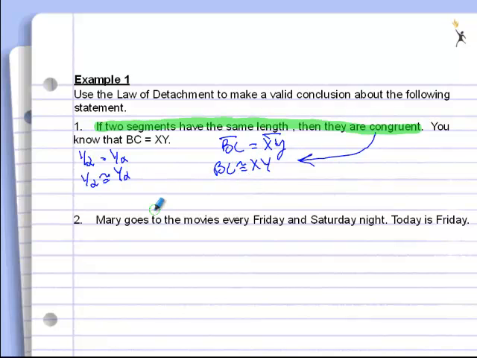Let's look at another example. Mary goes to the movies every Friday and Saturday night. Today is Friday. What can you conclude from that? Mary will go to the movies tonight. We took a statement that is true: Mary goes to the movies every Friday and Saturday night. Took what we know, well, I know that today's Friday, and make a conclusion out of that. Hopefully that's not too tough.